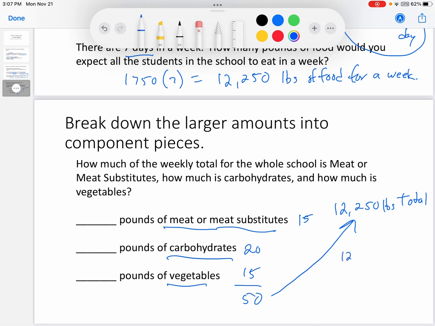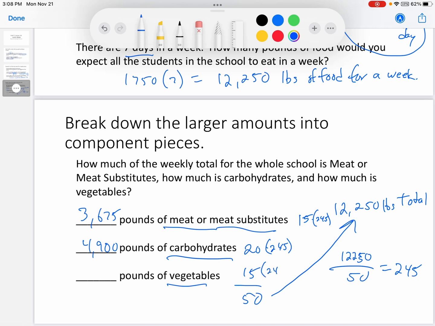So I'll take 12250 divided by 50, and that will tell us what we're multiplying by. 12250 using the calculator divided by 50 is 245. So that means we are multiplying each of these by 245. 15 times 245 is 3,675. 20 times 245 is 4,900 pounds of carbohydrates.